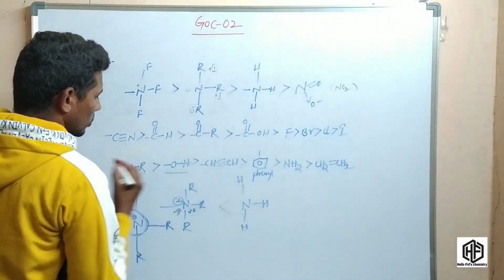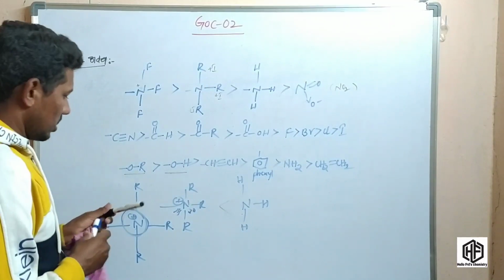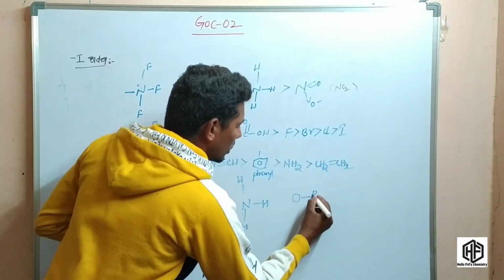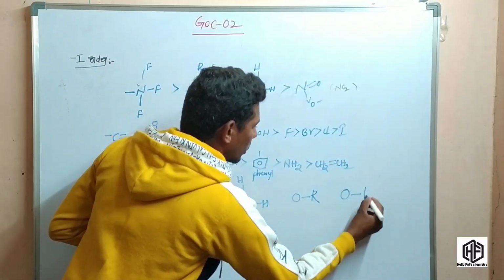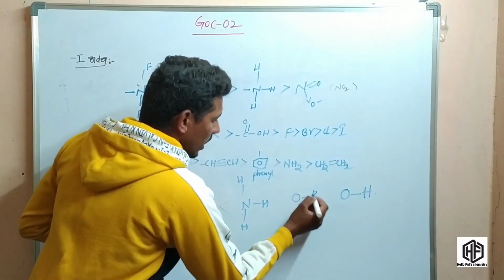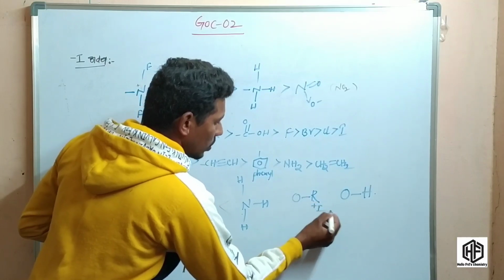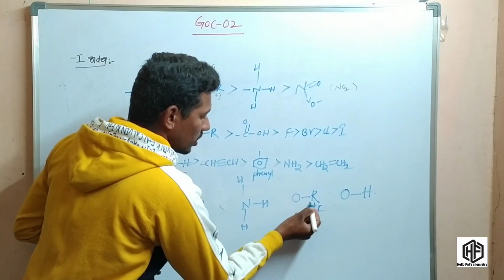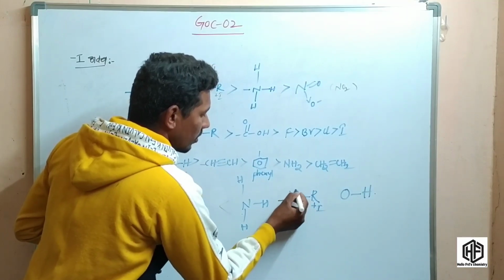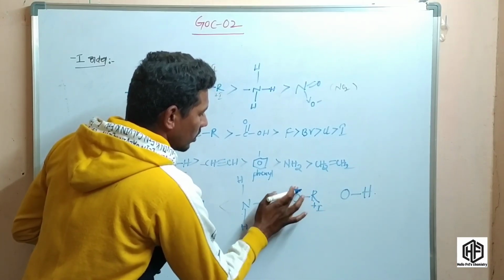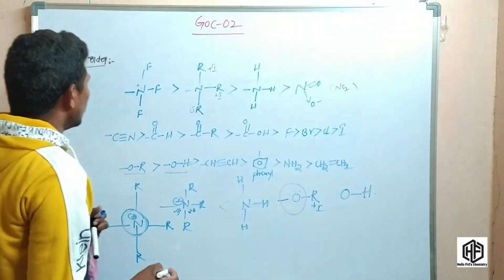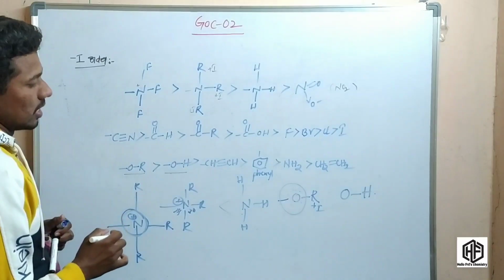OR and OH. For example, OR and OH. Oxygen is connecting with an alkyl group, and oxygen is connecting with hydrogen. Actually, the alkyl group is a plus I group, compared to a normal hydrogen. Whenever a plus I group, an electron releasing group, is connecting with oxygen, it has more electron density. When the oxygen has more electron density, it has less minus I order.